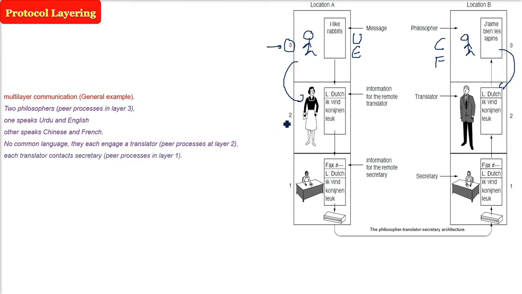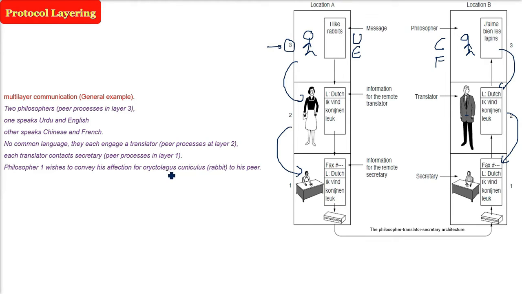Now each translator will also have a secretary. They will hire a secretary who will be actually sending the data. Now philosopher 1 wants to send a message. For example, he wants to send: I like rabbits.